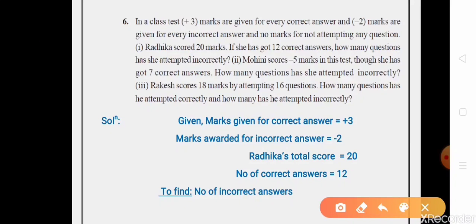Now first of all, the information we have been given. Marks for the correct answer is your +3 and marks for the incorrect is your -2.